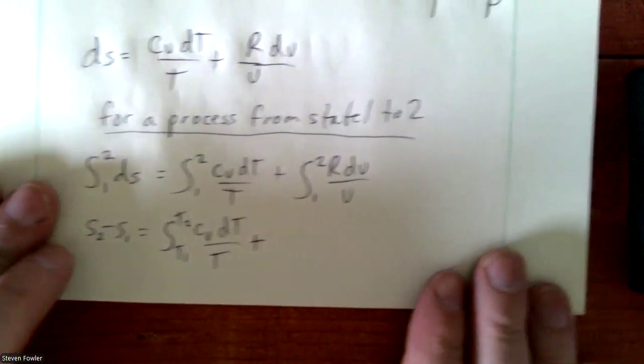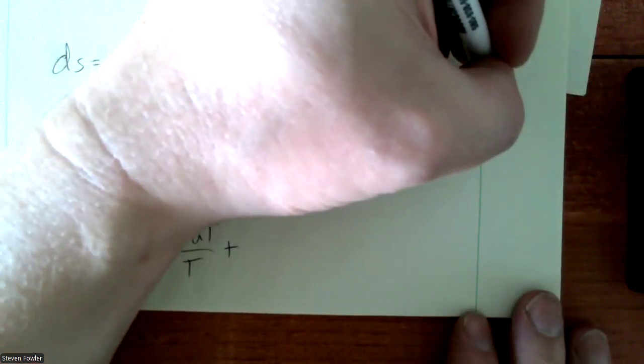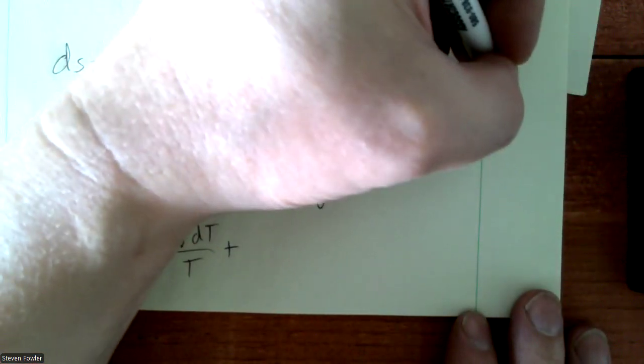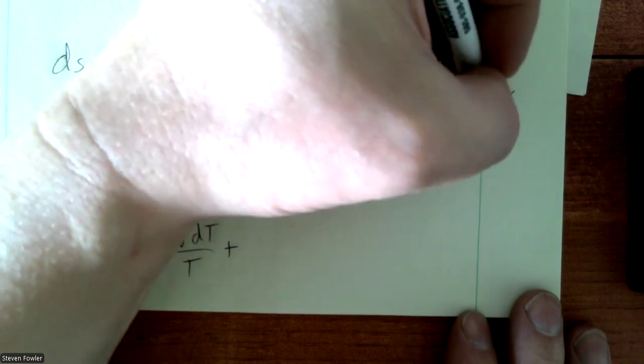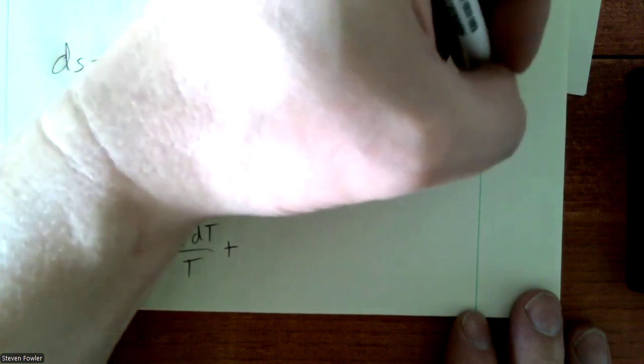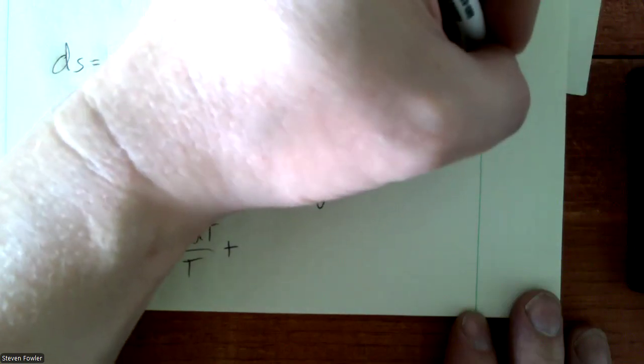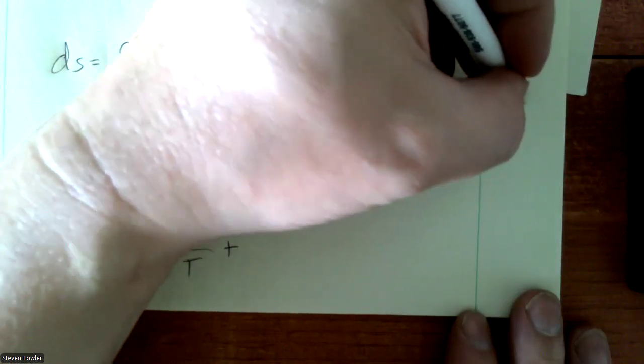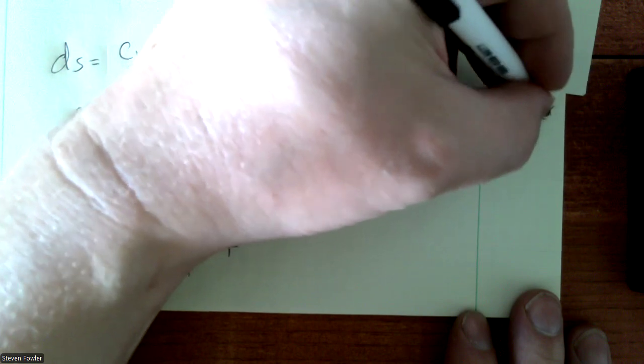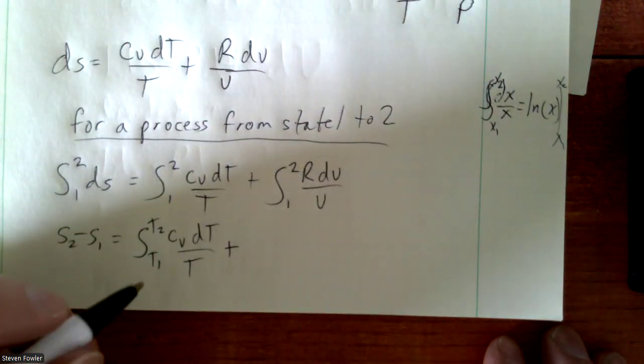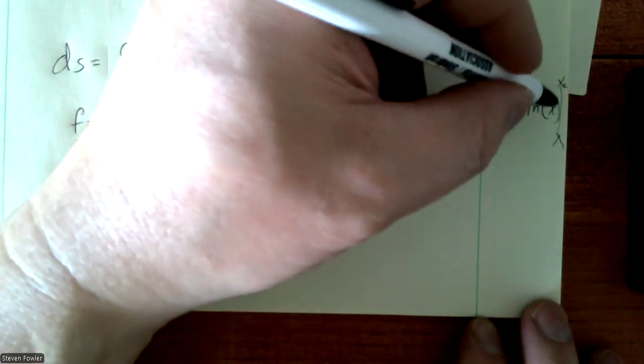So I'm going to do this over to the side, in the margins, right? So if I'm integrating dx over x, from x1 to x2, let's say, this becomes the natural log of x from x1 to x2. And so this becomes the natural log of x2 minus the natural log of x1.